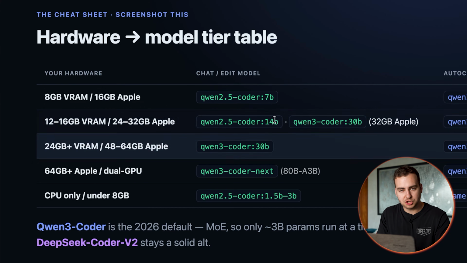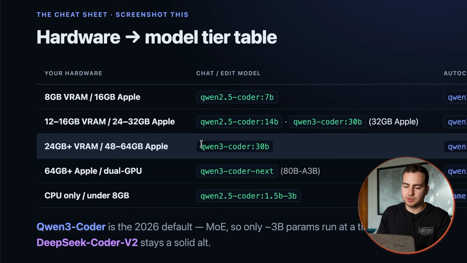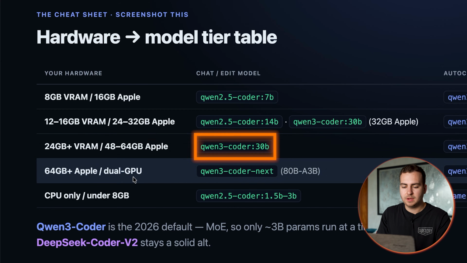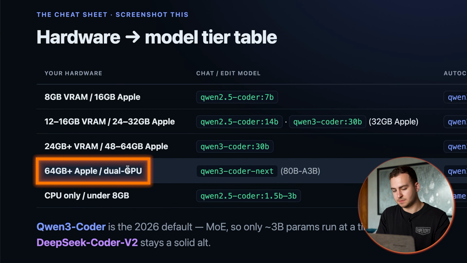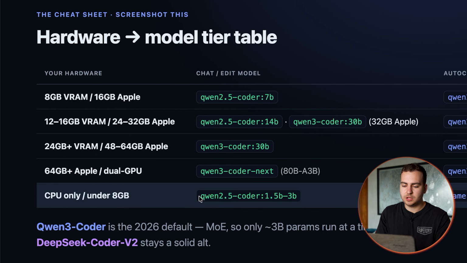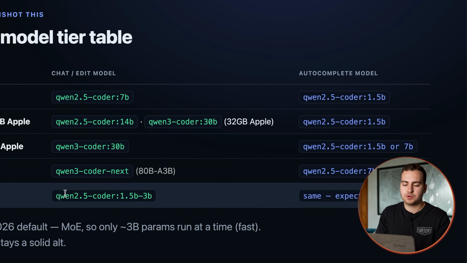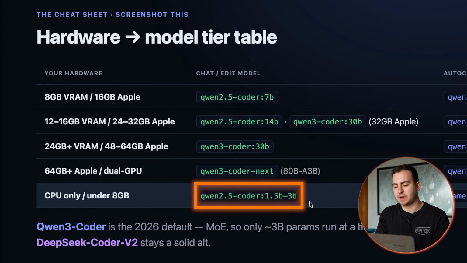Okay, so again, I'm just putting a cheat sheet here so you guys can see them later. If we have more than 24 gigabytes of VRAM or we're on a really high-end machine like I am, you should be able to run this Qwen 3 Coder model. If we keep going, you should be able to run the Qwen 3 Coder Next model if you have 64 gigabytes or more of memory. And then if you don't have any GPU at all, you're going to use the same model that you use for autocomplete as your main completion model, which is Qwen 2.5 Coder with 1.5 to 3 billion parameters. Again, we'll look at this in a minute.